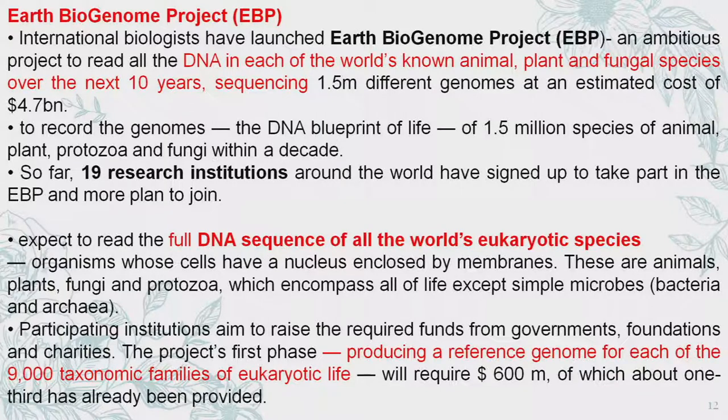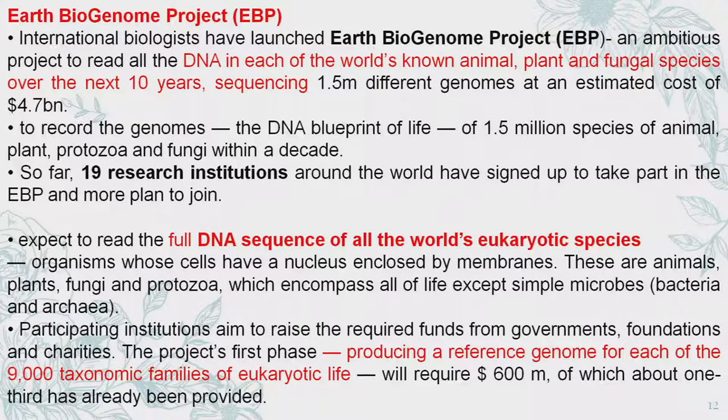And third is, again a very common word in the news value, Earth Biogenome Project. An ambitious project of reading the DNA of the world known animals, plants and fungal species within a span of 10 years. Sequencing 1.5 million different genomes with a budget estimated as 4.7 billion pound, called by the term Earth Biogenome Project. So the component is very simple.